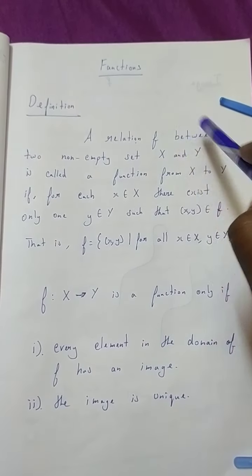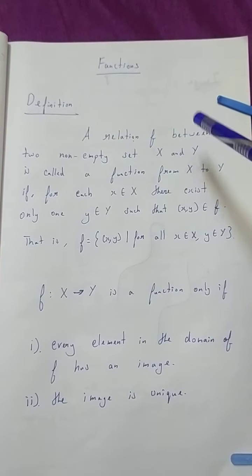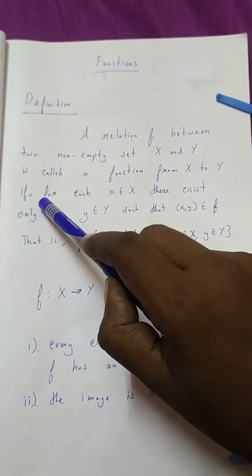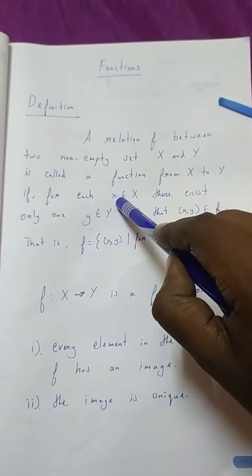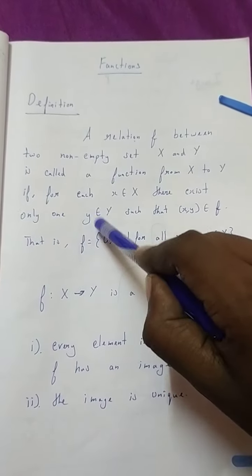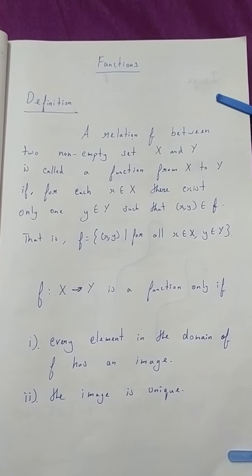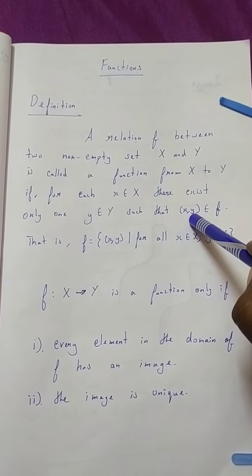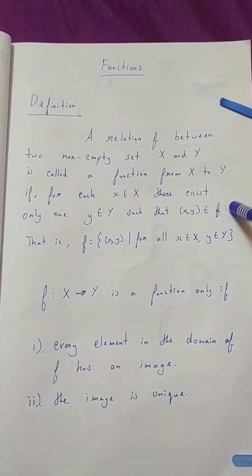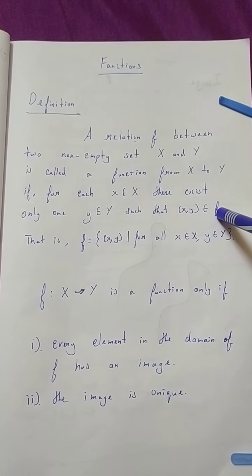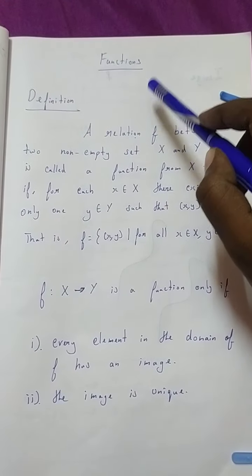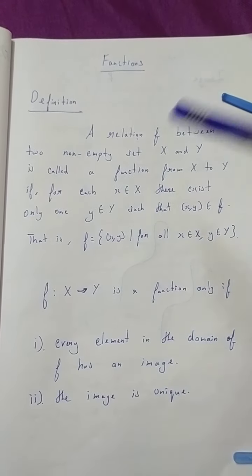A relation f between two non-empty sets X and Y is called a function from X to Y if this is the condition: for each x belongs to capital X there exists only one y belongs to capital Y, such that (x, y) belongs to f. So this small f is the function. A relation is denoted by capital R, a function is denoted by small f.